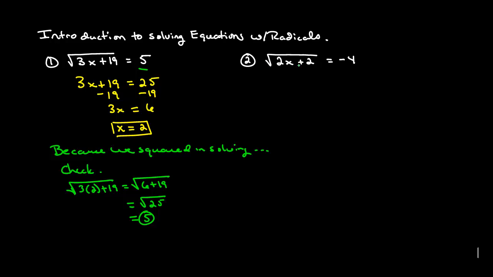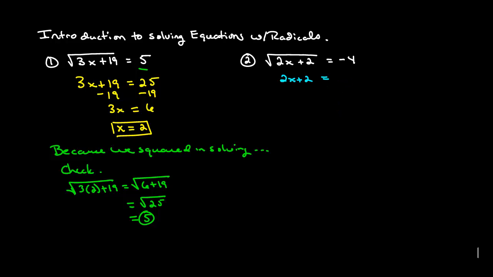Now here, I've got the square root of something is equal to -4. Now we know that that's not possible, but watch what happens, because this is what most students do. They blindly attack the problem. They say, oh, well, I'll just square both sides. And we can do that. There's not a problem there. If I square both sides, I get 2x plus 2 is equal to -4 times -4, which is positive 16.